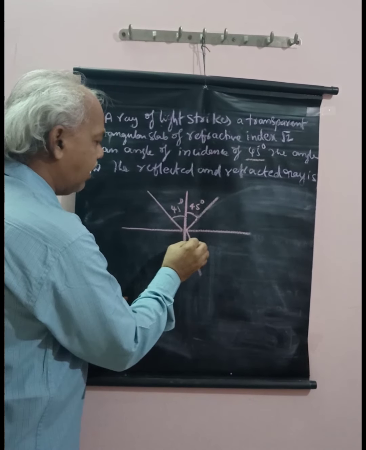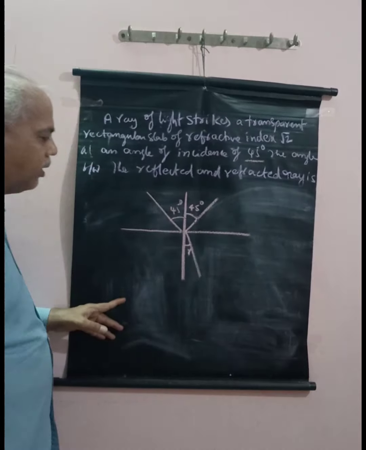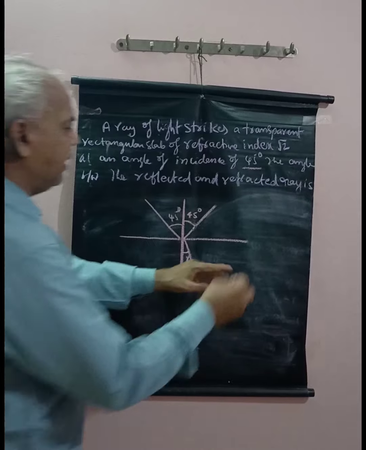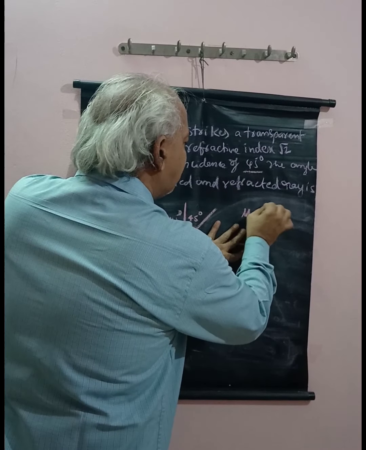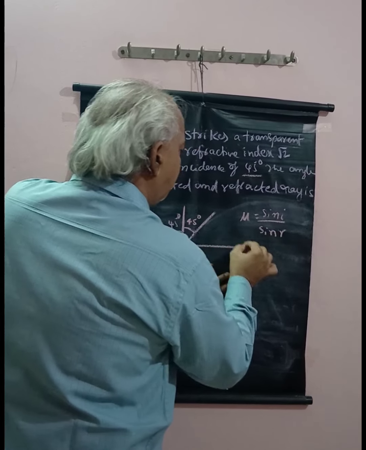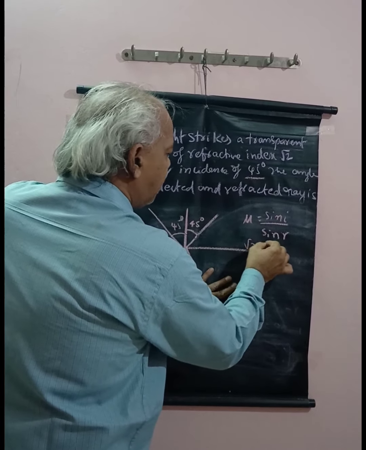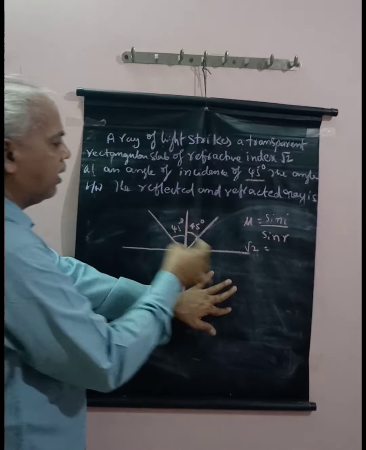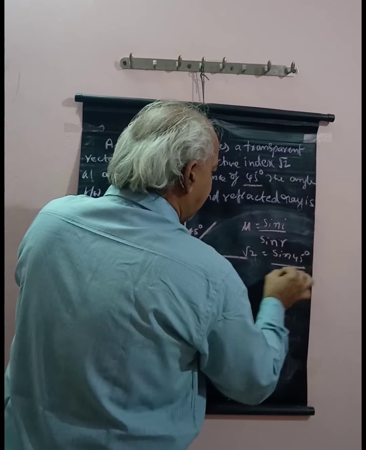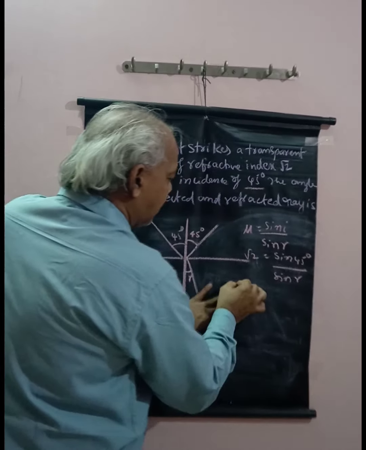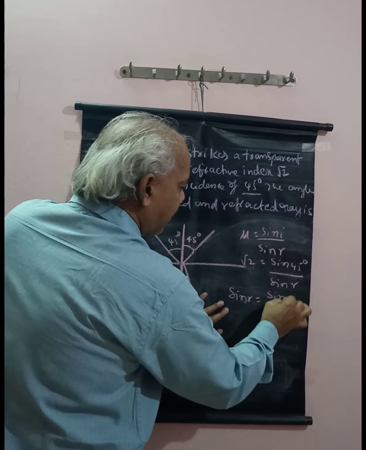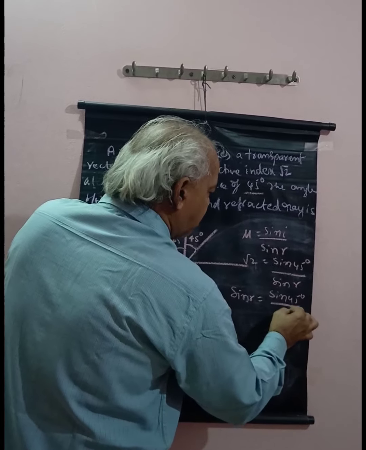Here, what is the angle of refraction? We find this value by using Snell's law, that is mu is equal to sin i by sin r. The mu value is given, that is root 2, so root 2 is equal to sin 45 by sin r. Sin r is equal to sin 45 by root 2.